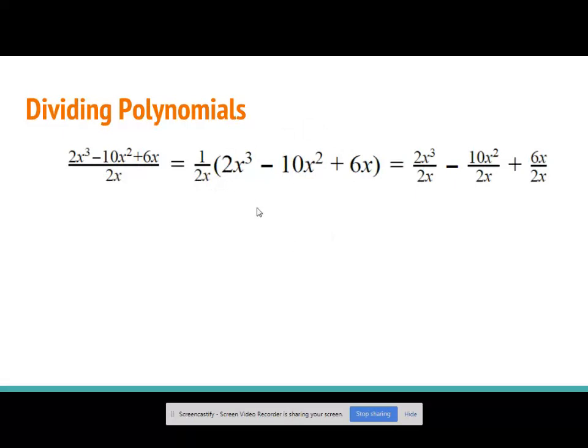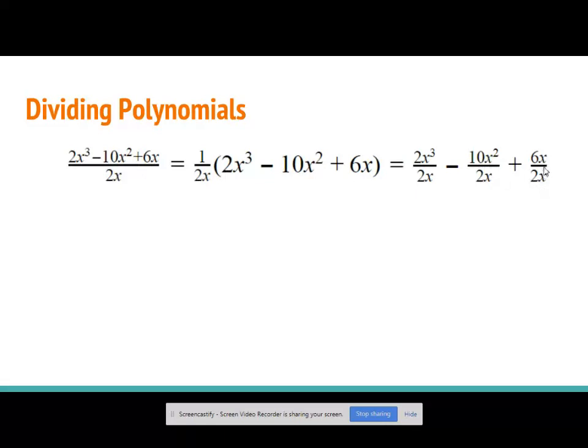And again, it seems like extra steps because it kind of is. But again, this is what's going on behind the scenes. Now that we've broken this original fraction up into 3 different fractions, common denominators here, so it all works out, we can view them as really 3 separate problems. We've got 2x cubed divided by 2x, 10x squared divided by 2x, and 6x divided by 2x.